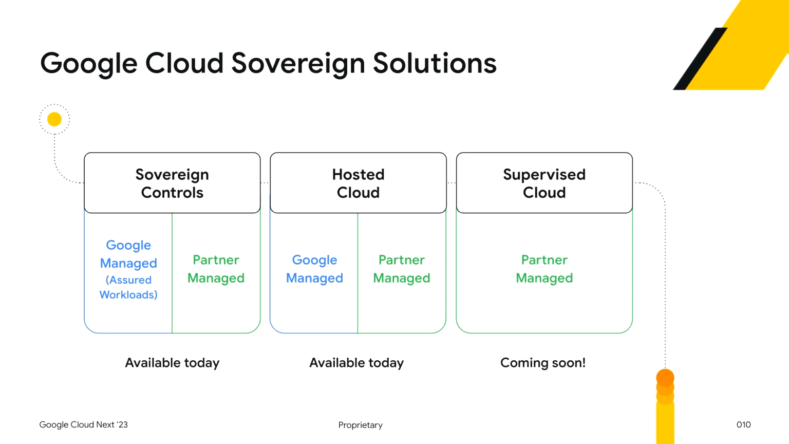So within our portfolio, we have three key areas of focus. The first one is sovereign controls. What we do with sovereign controls is we take GCP as you know it, and we make sure that there are the right controls and capabilities placed on top of GCP in order for you to have clear control over your data and access to that data within the platform.